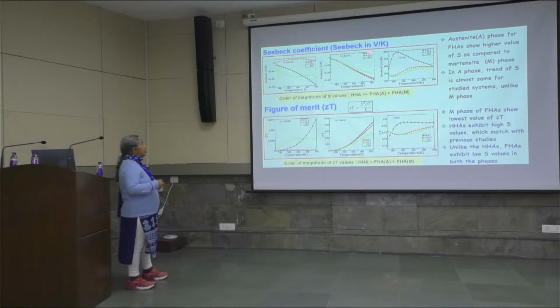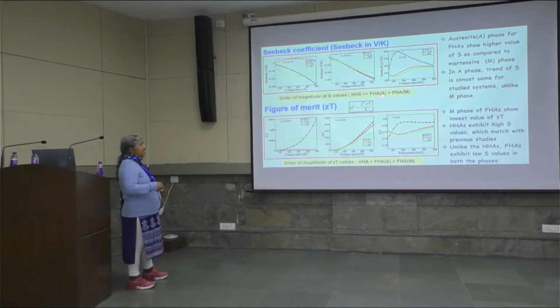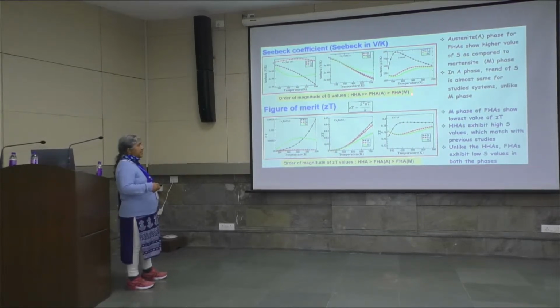So here, the Seebeck coefficient, in Seebeck values also there are certain trends which I will come to a little later in detail, because I will be touching on the electronic structure. So here also some figure of merit values. We have some trends. We see that the order of magnitude of S values is HHA higher, then FHA in A phase, and then FHA in M phase. This is the lowest. Similarly, this is the order of magnitude of the ZT value: HHA greater than FHA in A phase, and then greater than FHA in M phase.